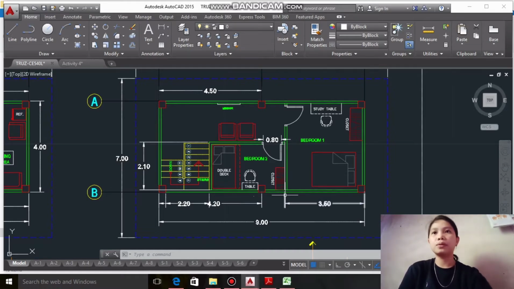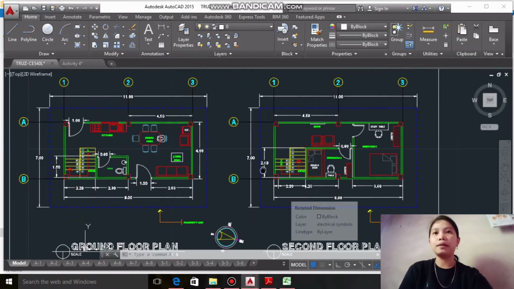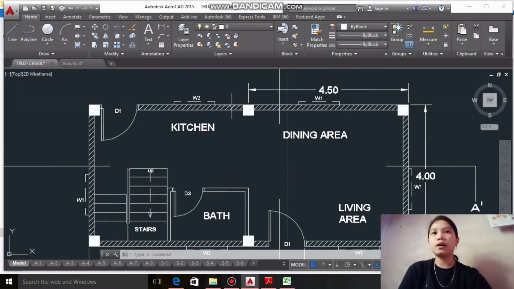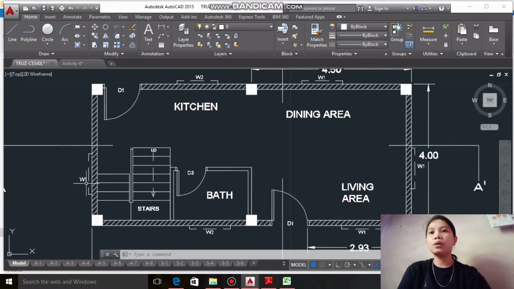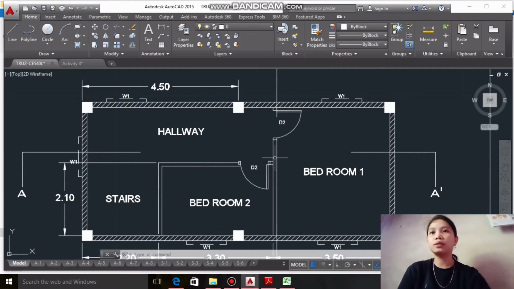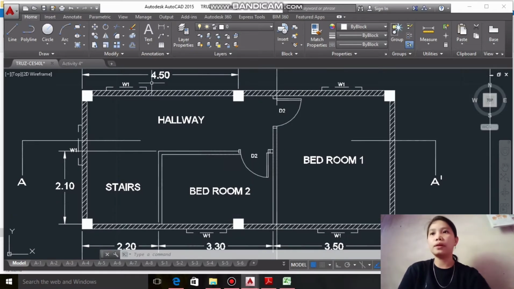So the work plan. So this is window 1, window 2, the door 1, which is the entrance and exit door. The door 3 is the bathroom, and the door 2 is the bedrooms, stairs and hallway. Window 1, window 1 for the second floor.